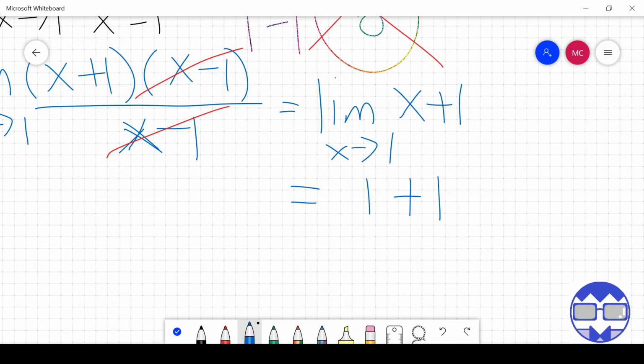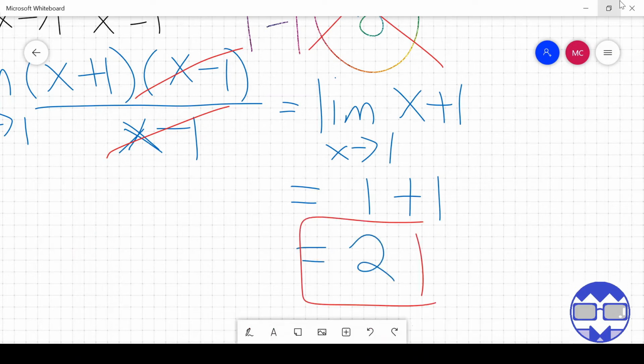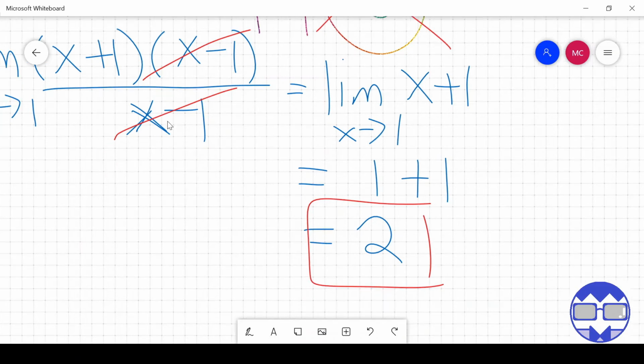Again, the answer is not 0 over 0. We can never have the answer 0 over 0. So in case you find a scenario of 0 over 0, it means that you should use one of the techniques in finding the limit for indeterminate forms. In this scenario, we use factoring.